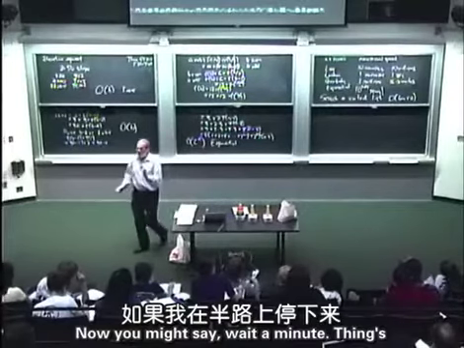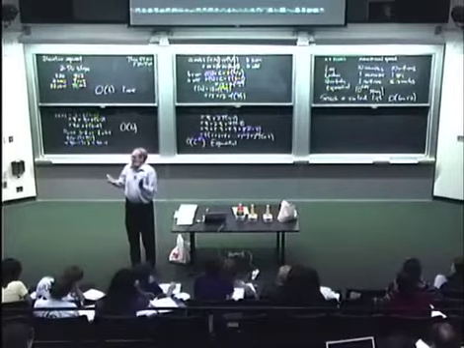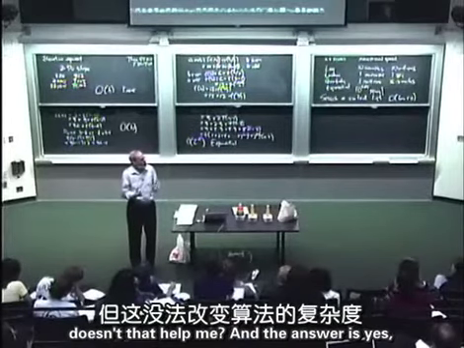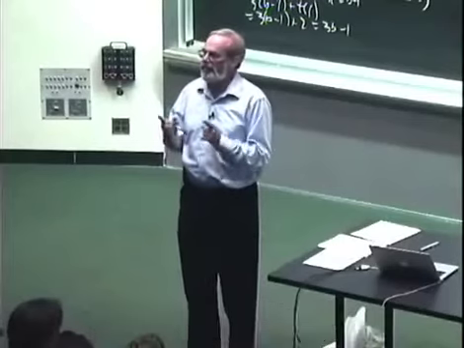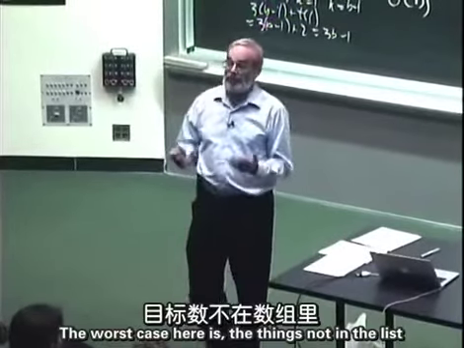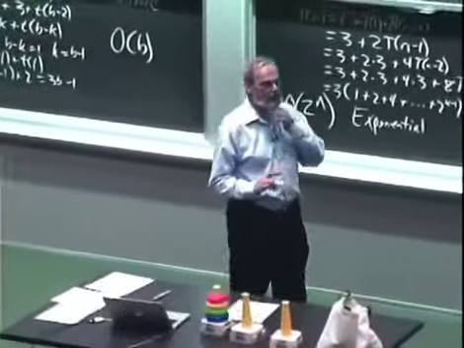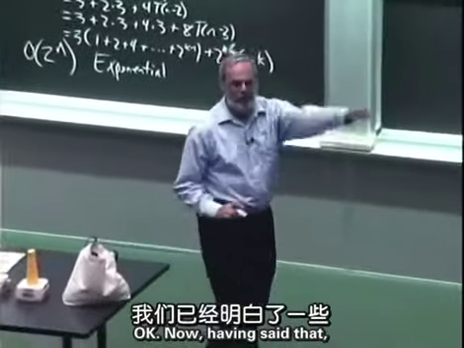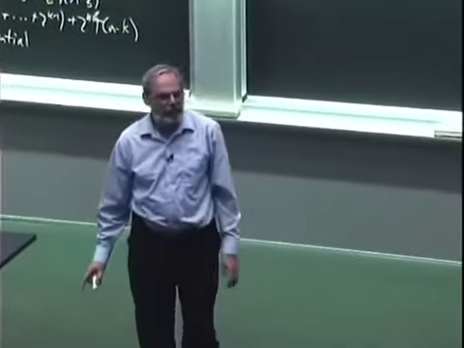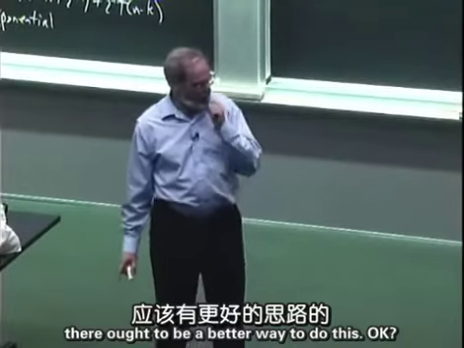Now you might say, wait a minute, things are ordered. If I stop partway through and throw away half the list, doesn't that help me? The answer is yes, but it doesn't change the complexity, because we're measuring the worst case. The worst case here is the thing's not in the list, in which case I've got to go all the way through the list to get to the end. Now, having said that, there ought to be a better way to do this.